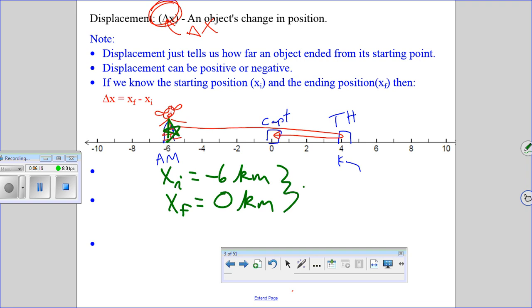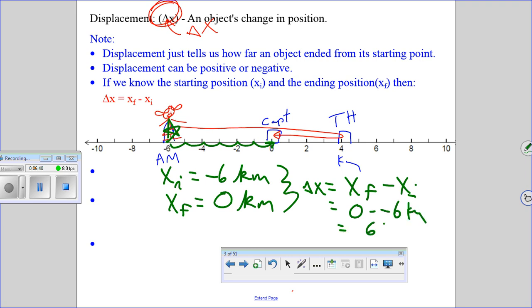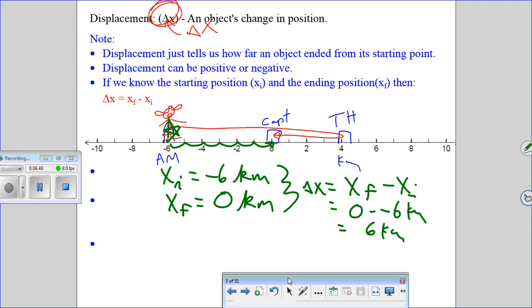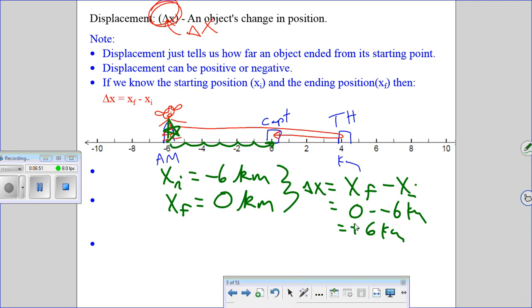And as a result, her displacement is, well, you could literally just count, right? So you'd say 1, 2, 3, 4, 5, 6 kilometers. Or you can do the math: final position minus initial position. Her final position was 0. Her initial position was -6. 0 minus -6 gives you 6 kilometers. Now notice that positive answer, the fact that we got positive 6 kilometers, has meaning. It means that she ended up 6 kilometers to the right of her beginning position.